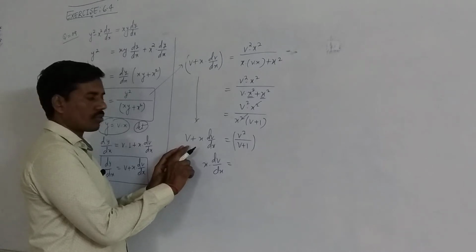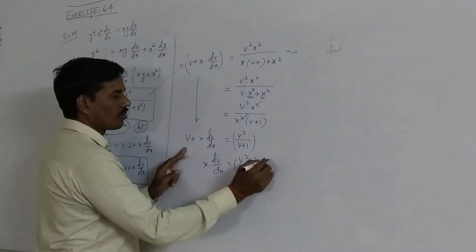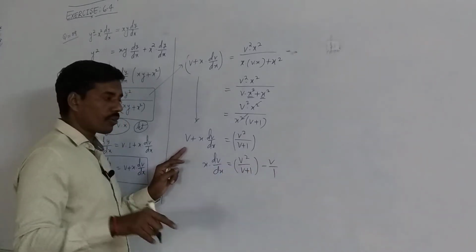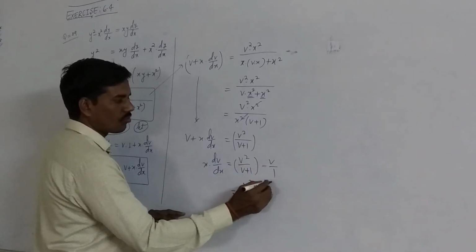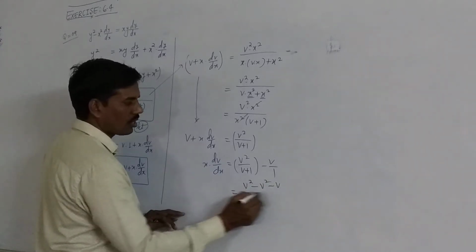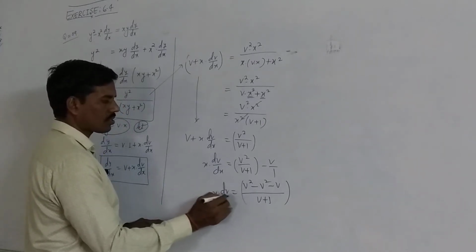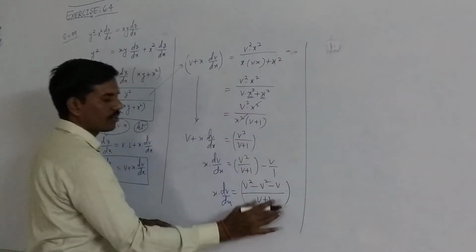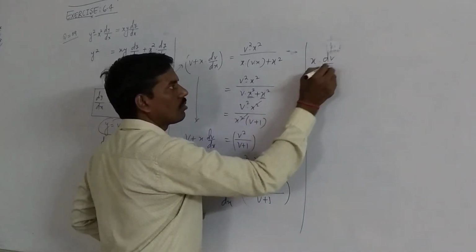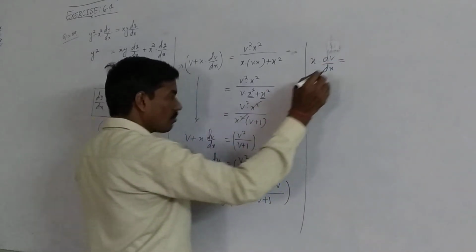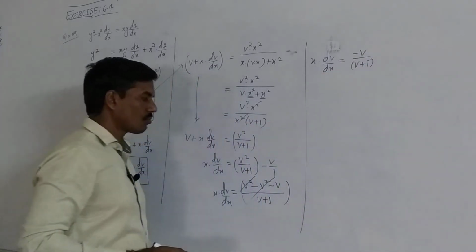Transform v to the right hand side: v square upon v plus 1 minus v, and v can be written as v upon 1. On cross multiplication, v square into 1 is v square, v into v plus 1 is v square plus v, so v square minus v square minus v upon v plus 1. Okay, our left hand side x dv by dx, and v square and v square get cancelled. We have x into dv by dx is equal to minus v upon v plus 1.